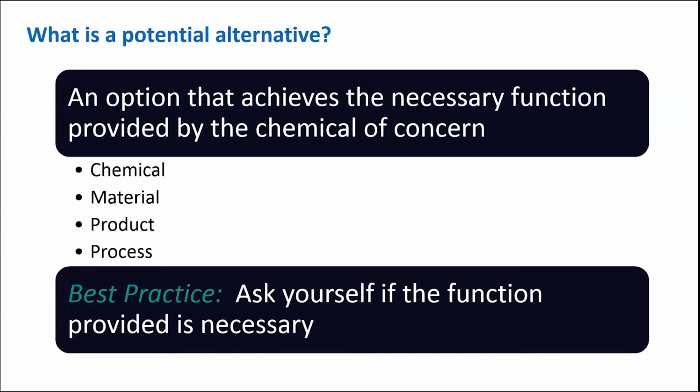So remember, a potential alternative can be a chemical substitution. It may be a change in the materials that you use. It could be a product redesign or a change in your process altogether. All of these things may help you to achieve your necessary function that you're currently getting from the chemical of concern. So the best practice tip that we want to make sure that you walk away with is to always ask yourself if the function provided by the chemical you're looking to replace is actually necessary.